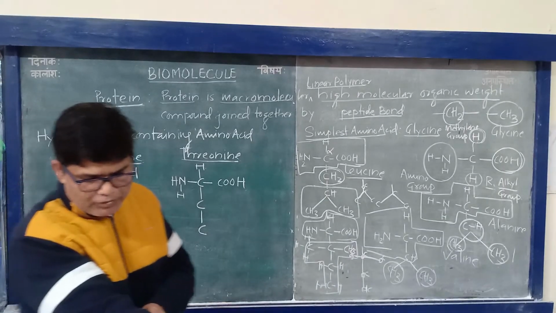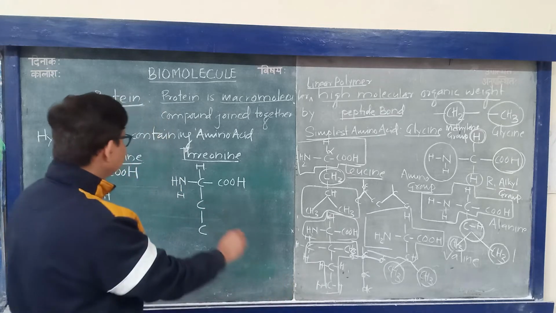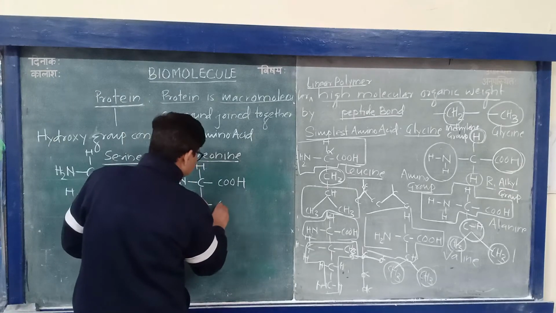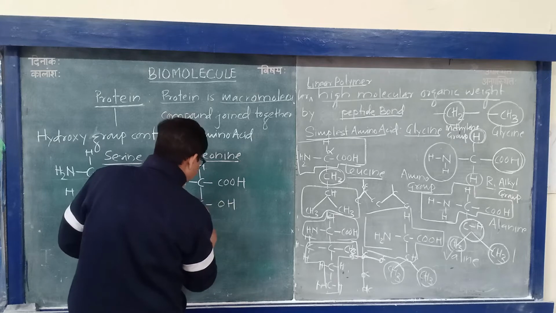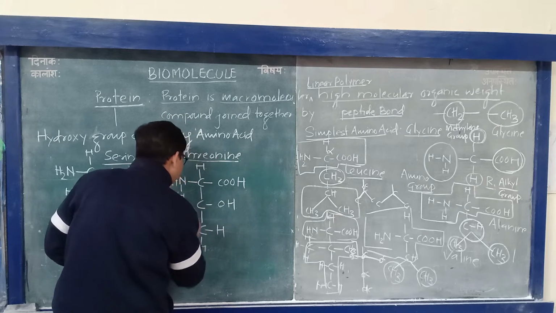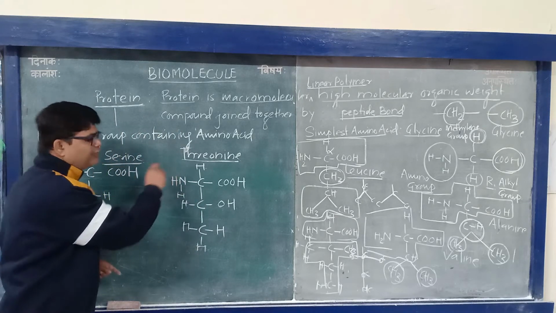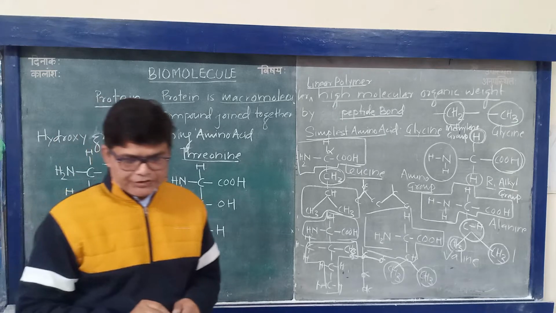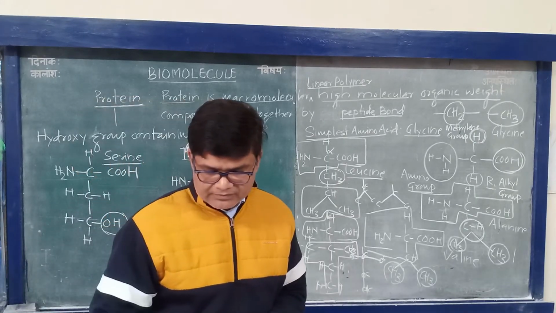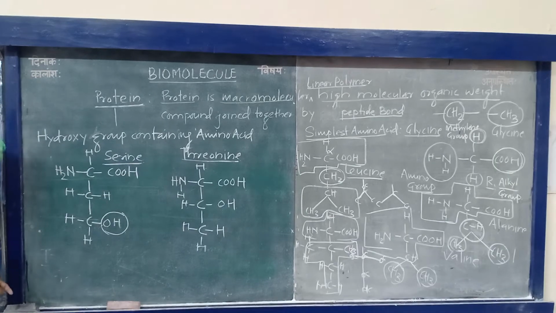Where do you have to add the hydroxy group? In this carbon. Okay. And then simply you put hydrogen and then hydrogen. So this is the structure of threonine, the hydroxy group containing amino acid.